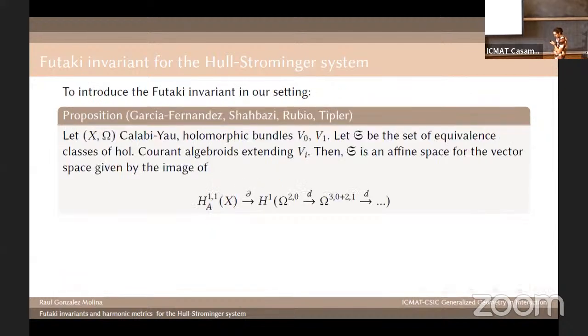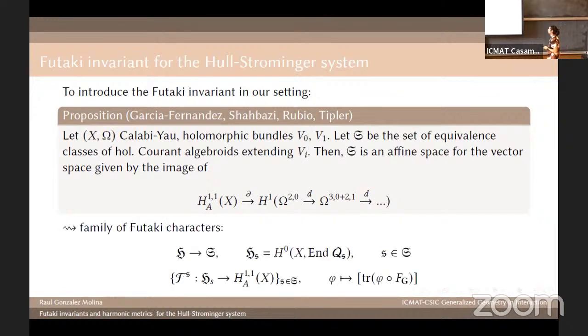So now we are going to enhance this Futaki invariant to our setting. To do that, let me introduce a classification result by García-Fernández, Rubio, and Tipler that says the following. If I go back to my geometry, so non-Kähler, Calabi-Yau, and fixed holomorphic vector bundles, then there is a classifying space for the set of equivalence classes of holomorphic current algebroids which extend the fixed holomorphic vector bundles. And this is, in fact, an affine space that is given by the image of this cohomological map, the del operator in this cohomology space.